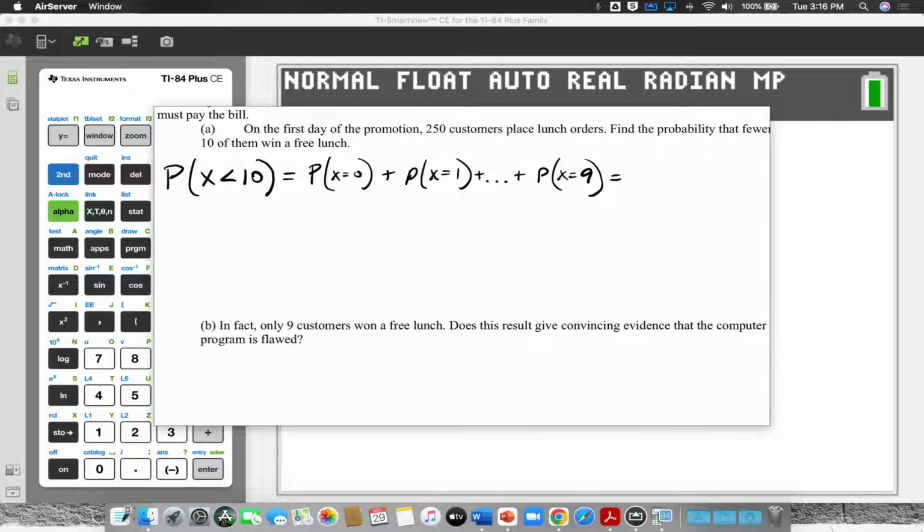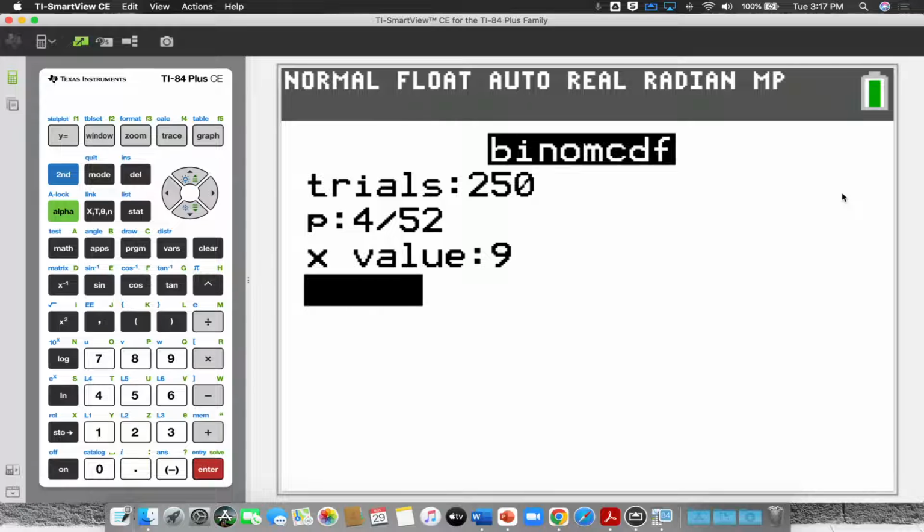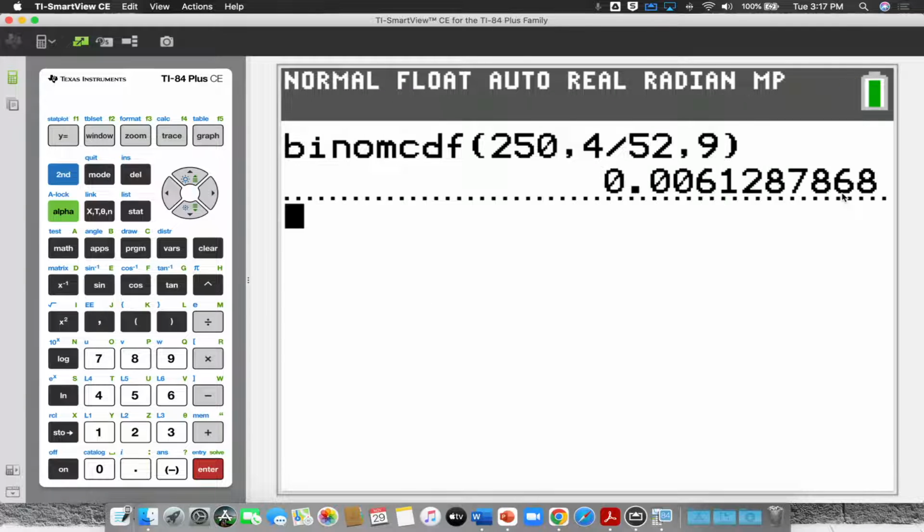Yes, I want each individual, and I want them to add it all up. That's what CDF will do. CDF stands for cumulative. Cumulative means it'll add it all up for us, which is nice. So do we want it to start with 0 and then go to 1, 2, 3, 4, 5, 6, 7 and stop at 9? If that's what we want, hit enter. If that's not what we want, choose something else. And there's your probability.